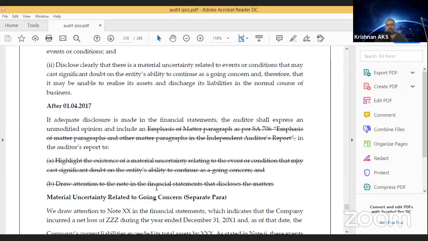Then today's last standard is SA 580. It is called written representation.